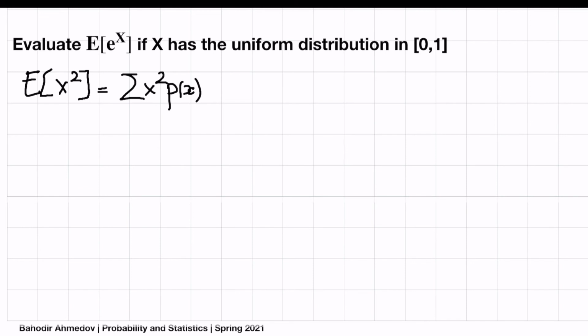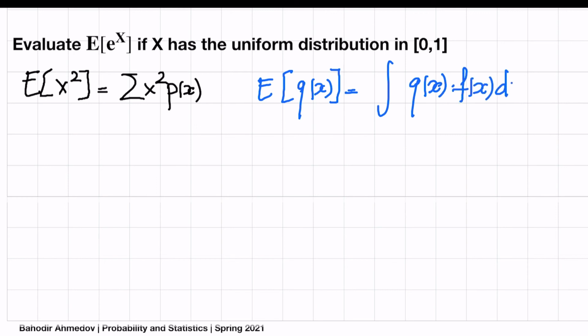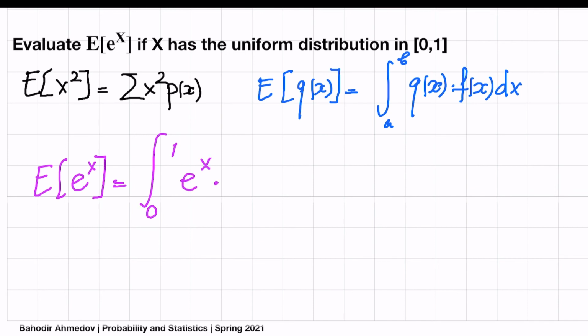In the continuous case, we're going to do pretty much the same operations. The expected value of some function of a random variable is going to be the integration of this function times the density function of the x in this interval from a to b. Okay? And we are going to do similar calculations in order to evaluate the expected value of e to the power of x. It is going to be the integration from 0 to 1 of e to the power of x times what? Times 1, right? Because the density function of the x is equal to 1 in this interval.